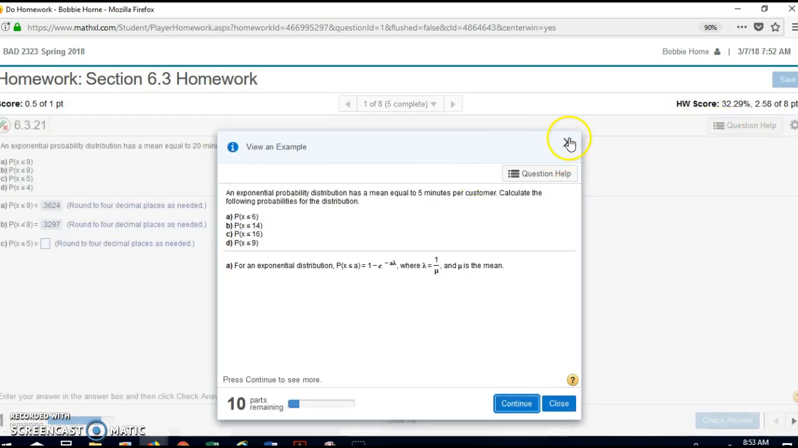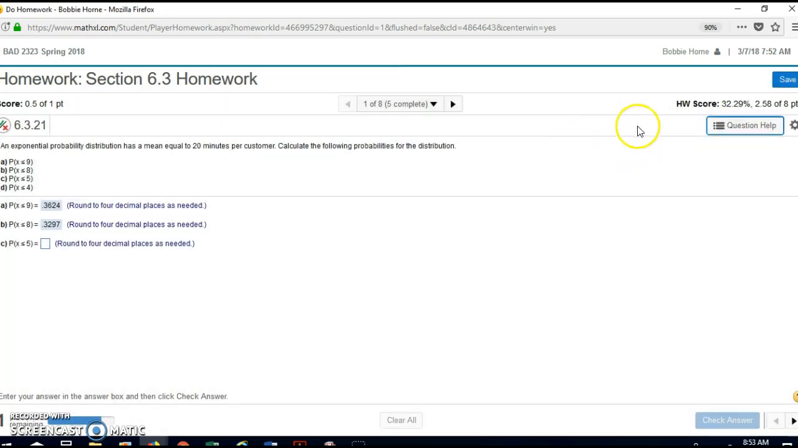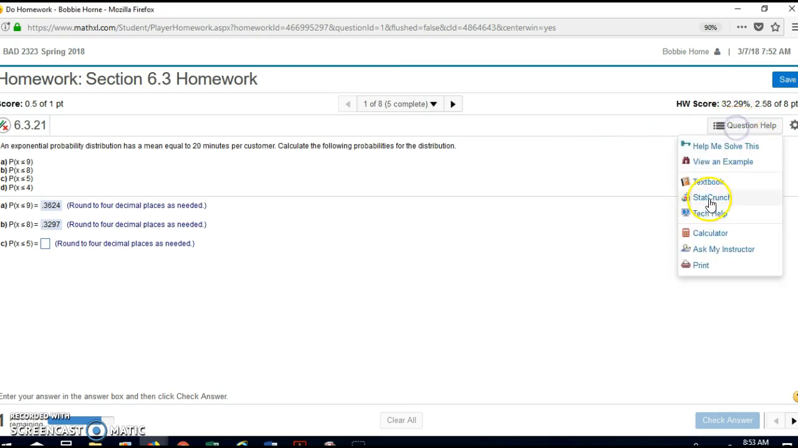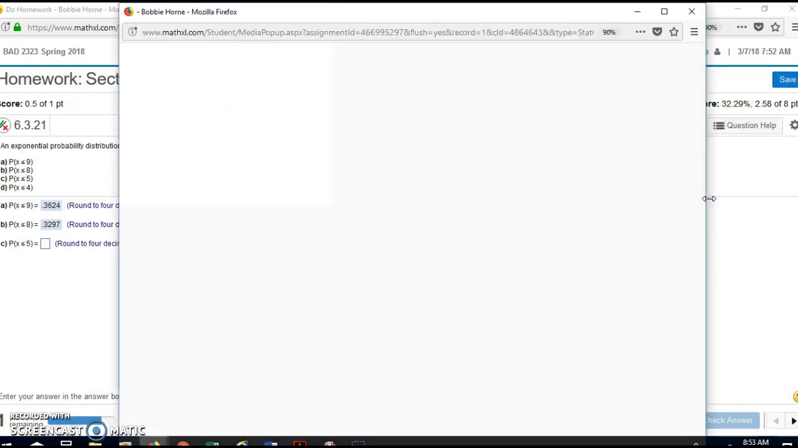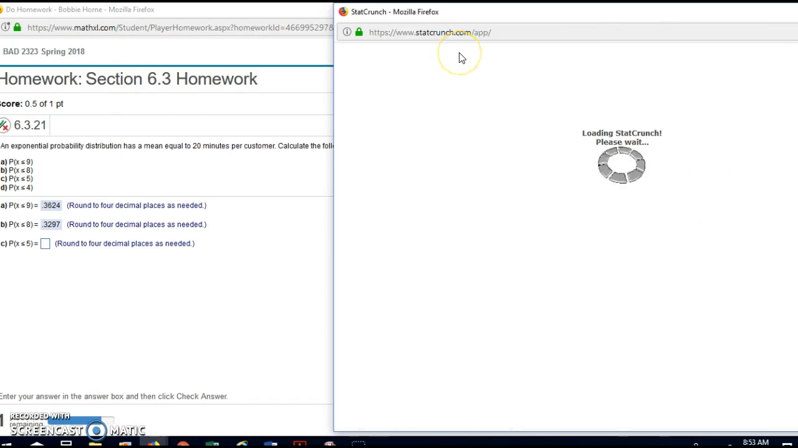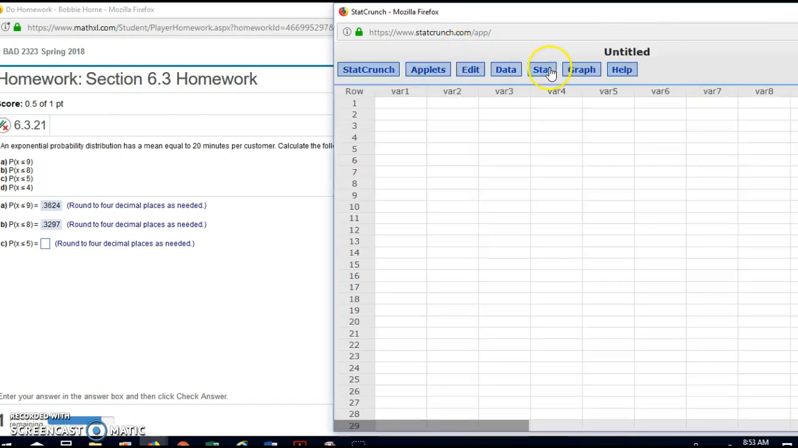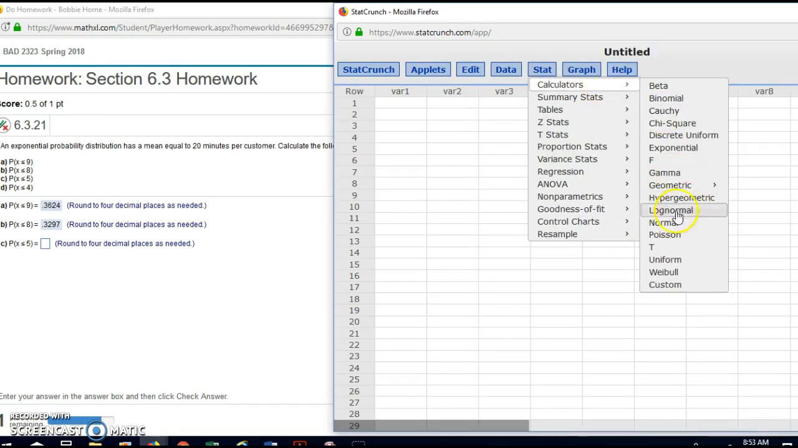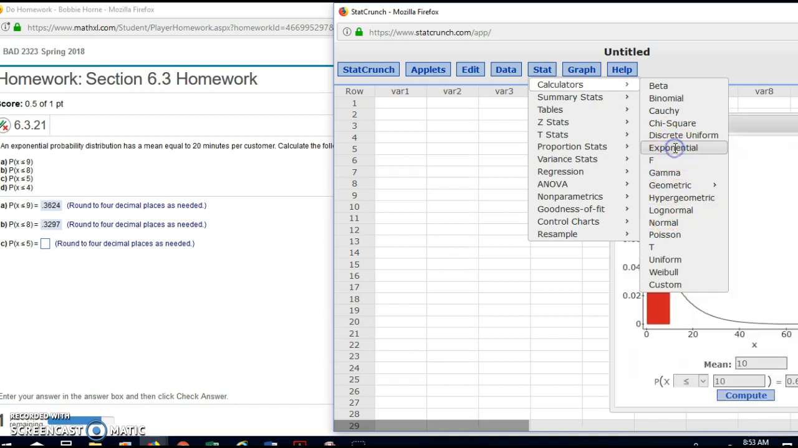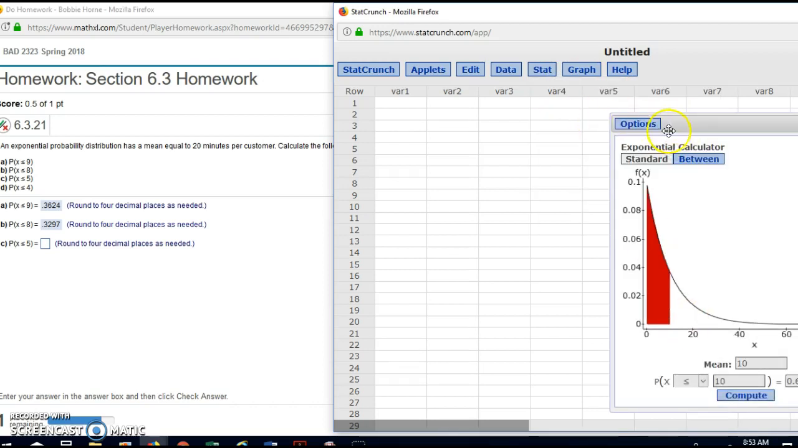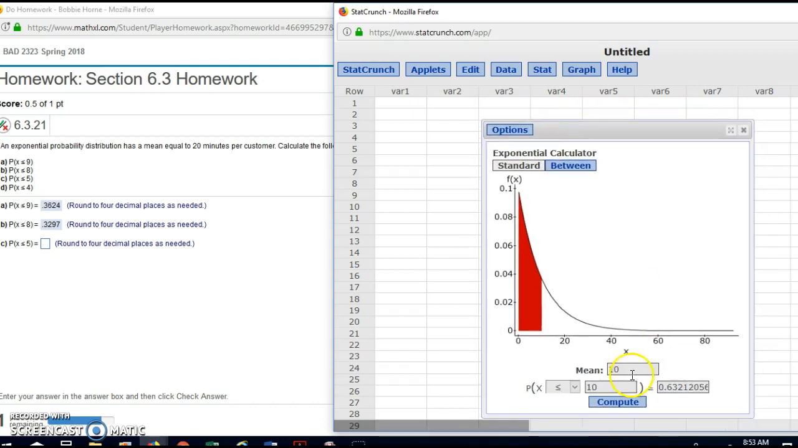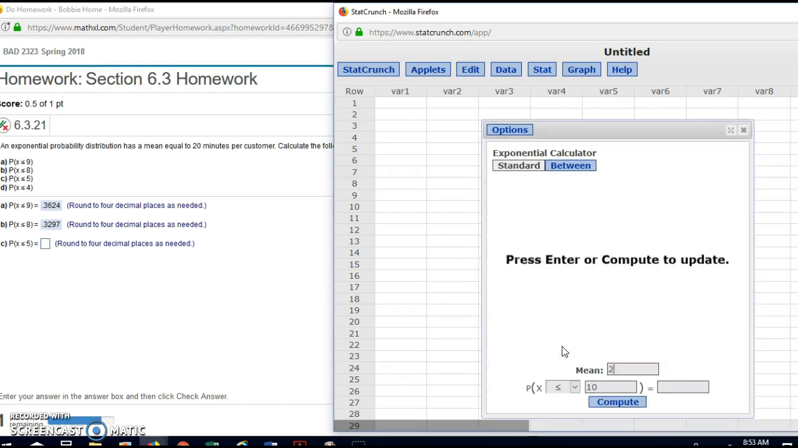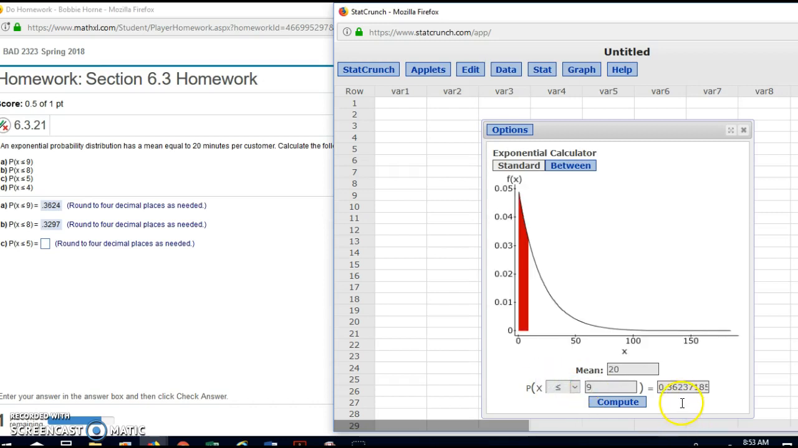But to do it in StatCrunch, you're going to go to StatCrunch. It's kind of like normal distribution, but you go to stat calculators, and instead of going to normal, you go to exponential, and all you have to do here, it's really simple, is to put in the mean and then plug in your number. And it will give you exactly what you want, 0.3624.